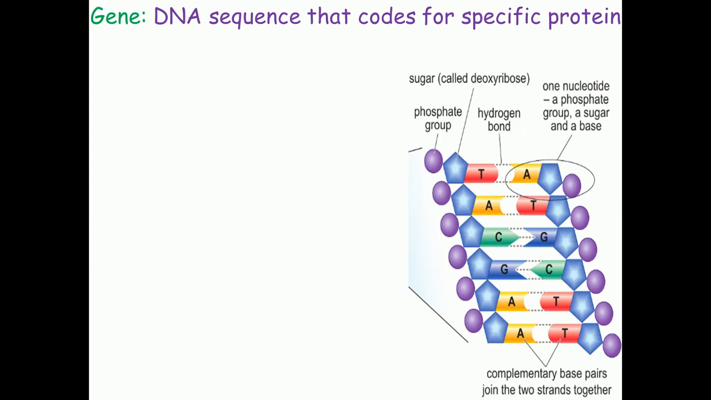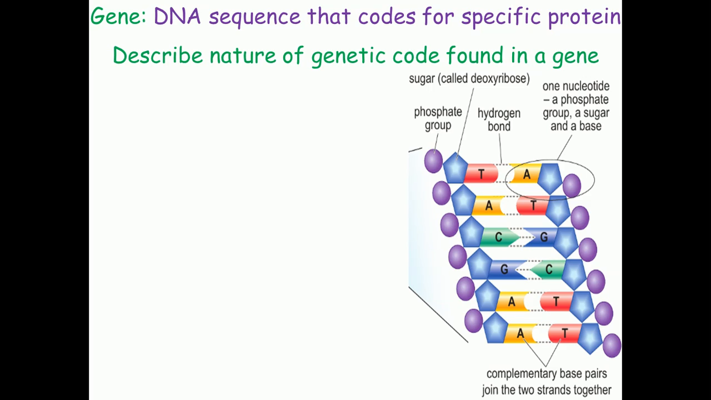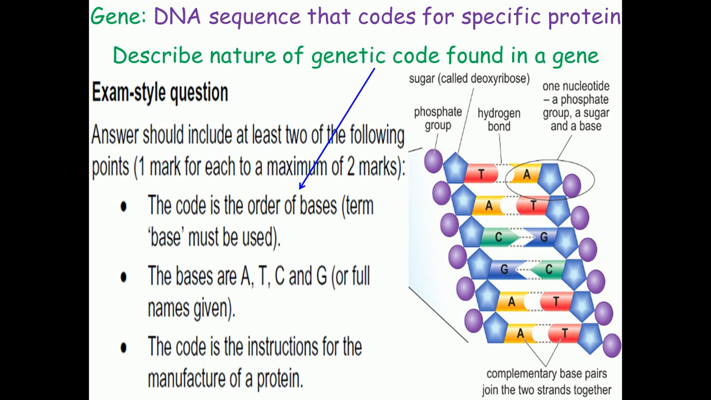A gene is a DNA sequence that codes for a specific protein. This means that a gene contains the instruction to make a protein, and that instruction is in the DNA sequence. So if the exam question asks, describe the nature of the genetic code found in the gene, you should understand that the genetic code is in the bases A, T, C and G.